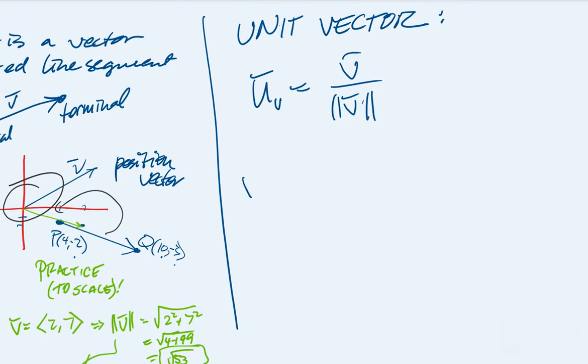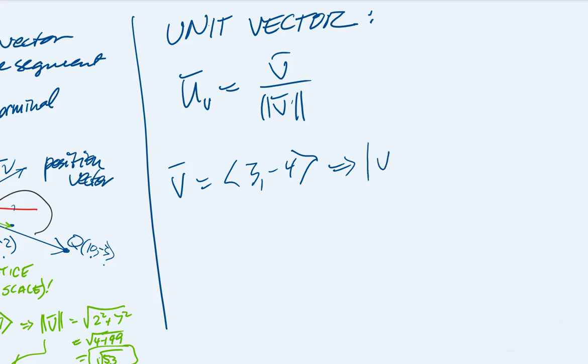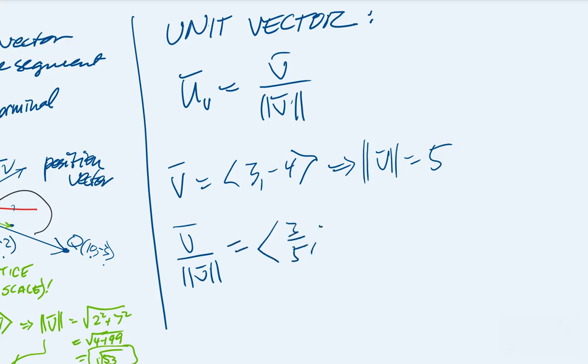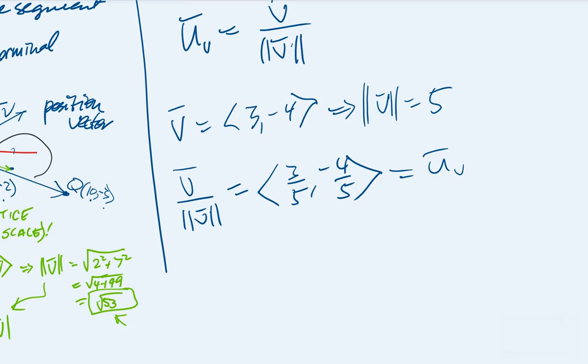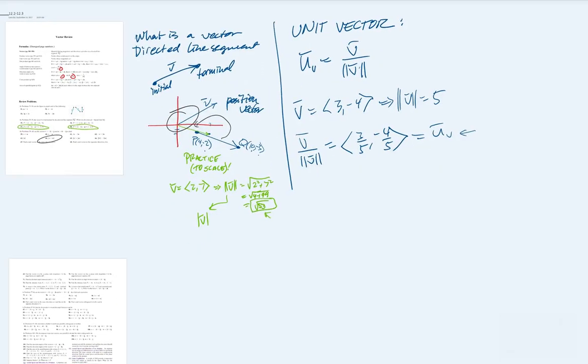If we go back to that v equals 3, 4 example, or let's say 3, negative 4, we saw that the magnitude there was 5. So if you take v and divide it by its magnitude, you get 3/5, negative 4/5. This is now u, and I'm going to write u sub v. You don't see the sub v much, but I like to write it because it says u is associated to v.